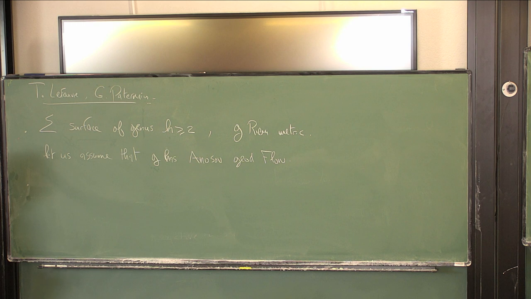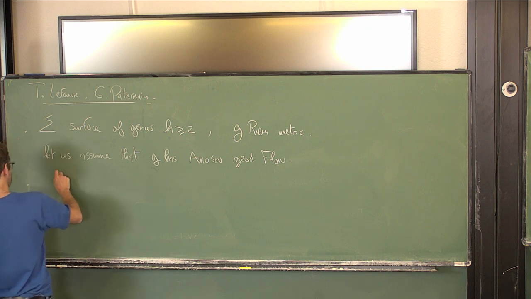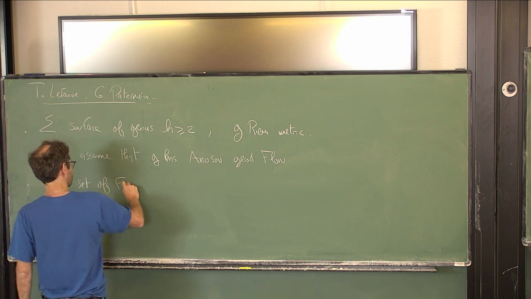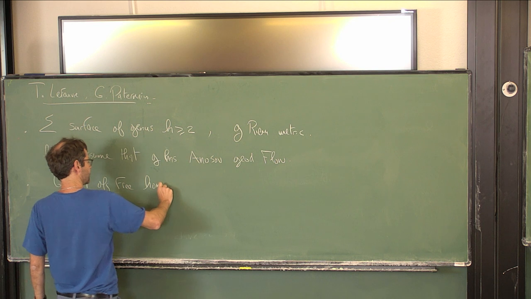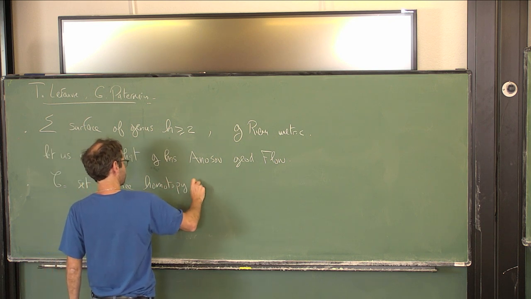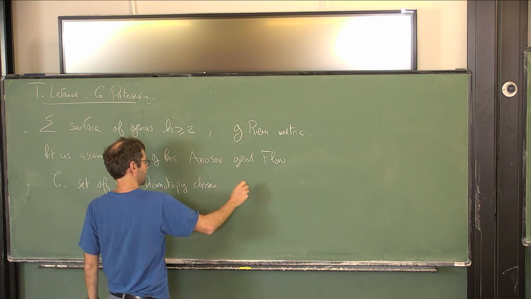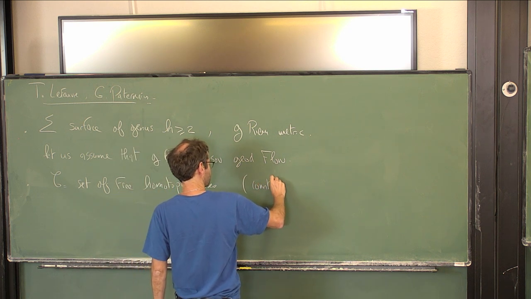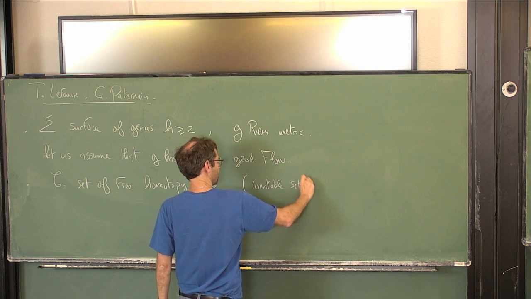The conjugacy class is determined by something which is called the Markov spectrum, so the length of the closed orbits, parameterized by their homotopy class. So, what is the Markov spectrum? We take C, the set of free homotopy classes, which is a countable set. It's just topological data.